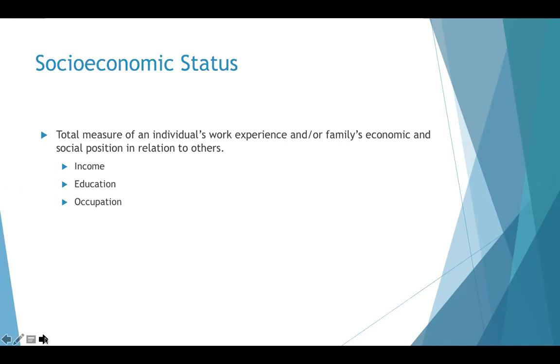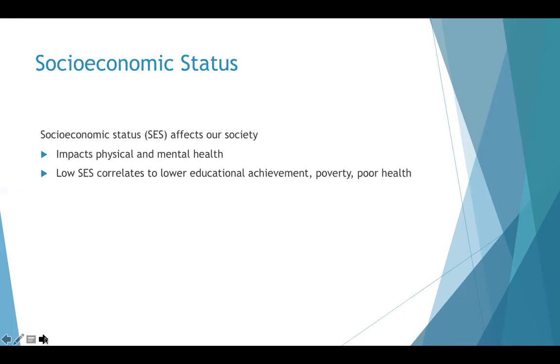Socioeconomic status is the total measure of an individual's work experience and/or a family's economic and social position in relation to others. It includes income, education, and occupation. Socioeconomic status affects our society. It impacts the physical and mental health of individuals, and low socioeconomic status correlates to lower educational achievement, poverty, and poor health.